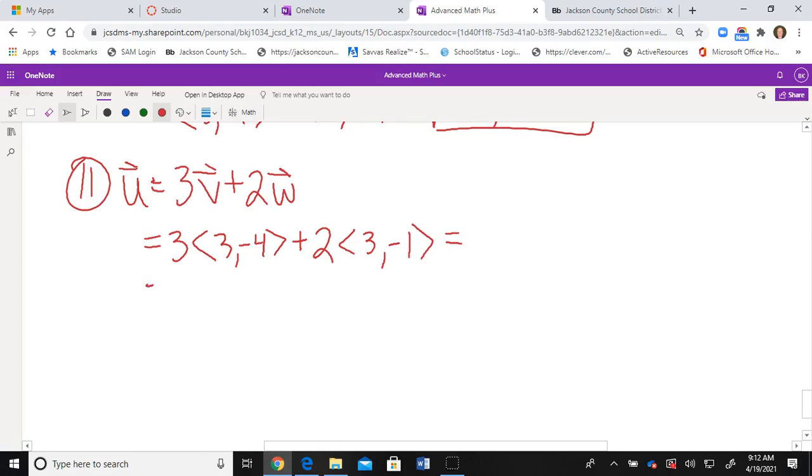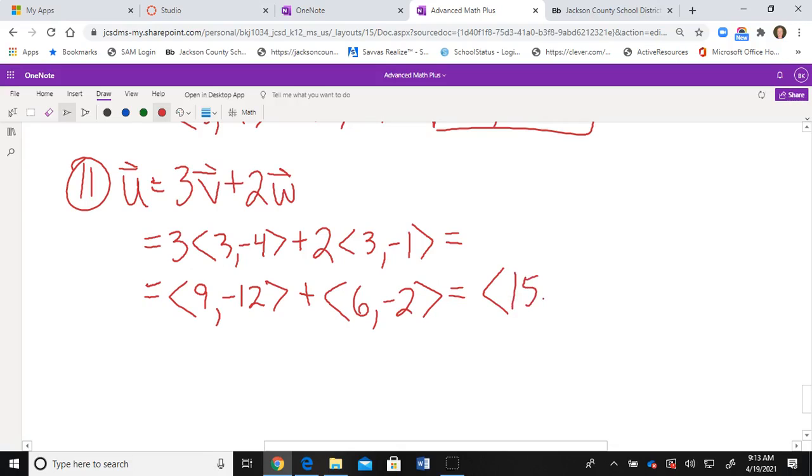So, a little work to show on this one. 3 times 3 is what? 9. 3 times negative 4 is negative 12. Plus 2 times 3 is 6. 2 times negative 1 is negative 2. And now we add those up. What does that give us? 9 plus 6 is 15. Negative 12 and negative 2 is negative 14. Okay.